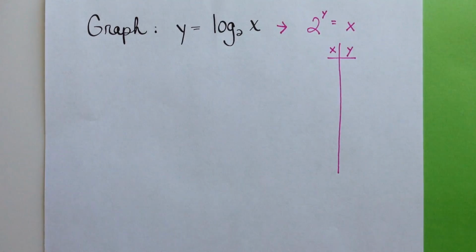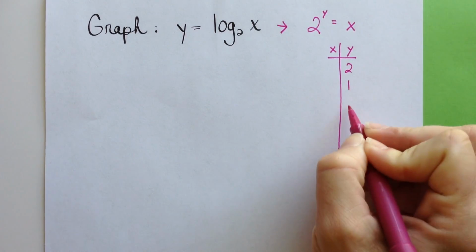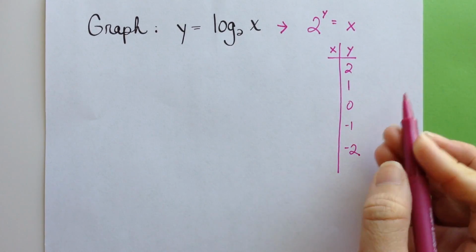Now when we graphed the exponentials earlier, I substituted 2, 1, 0, negative 1, negative 2 in for my x. That's because the x is what I had in my exponent. But see, this time I've got y as my exponent and my equation is set equal to x. So we actually need to substitute in for y and then find the value of x. I'm going to fill my table in backward of what you're used to doing, but it's just because of the arrangement of where my variables are. So I'm going to have 2, 1, 0, negative 1, negative 2.